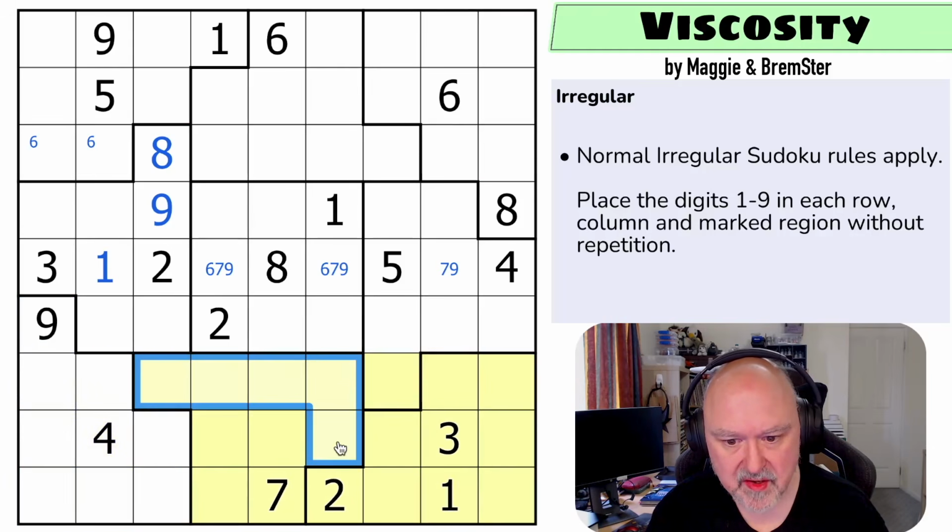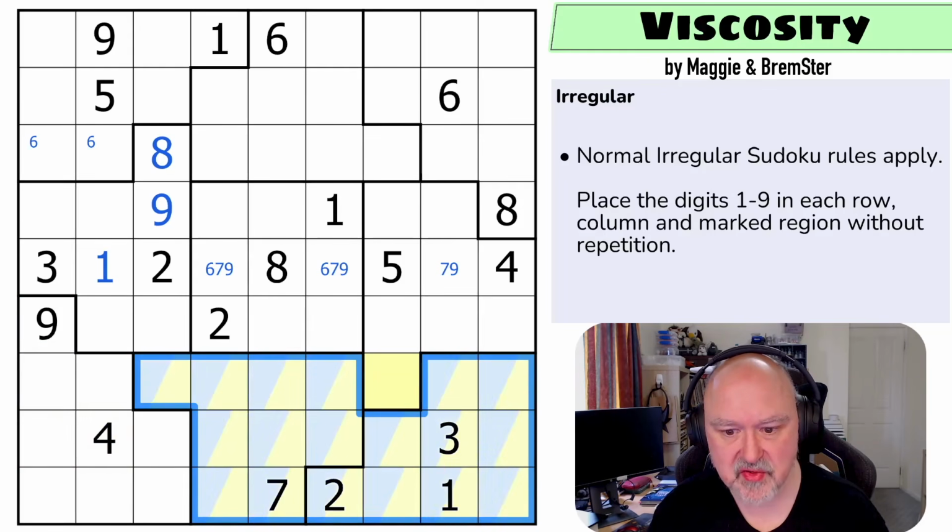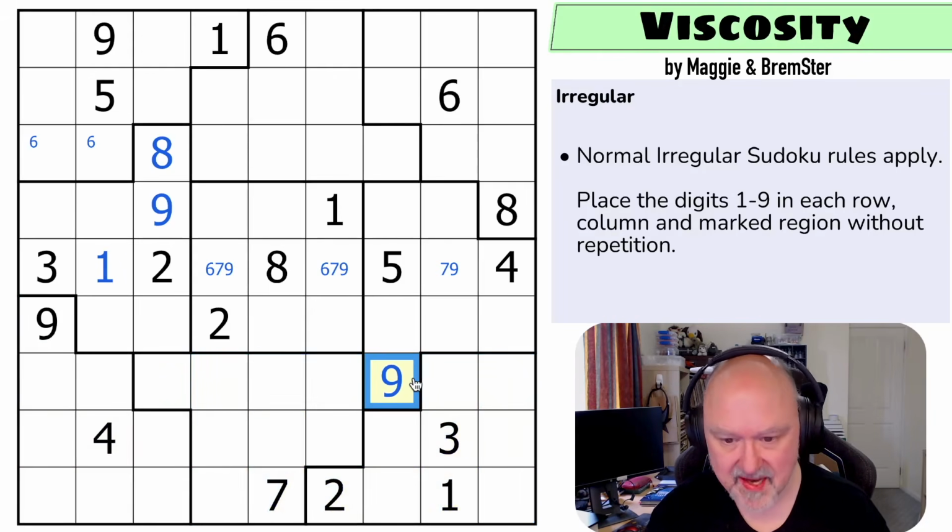I can put 1 9 in here. I can put 1 9 in here. So there's 2 of the 9s that could go into those cells. Only 2 though. So where does the third 9 go? It has to go there. And I can probably do the same in here.